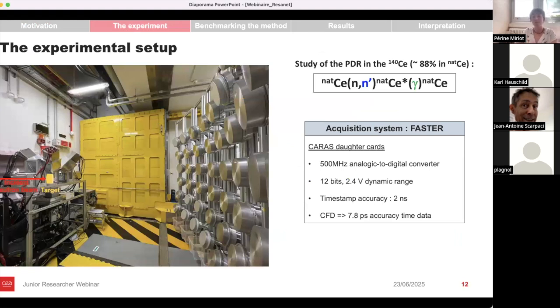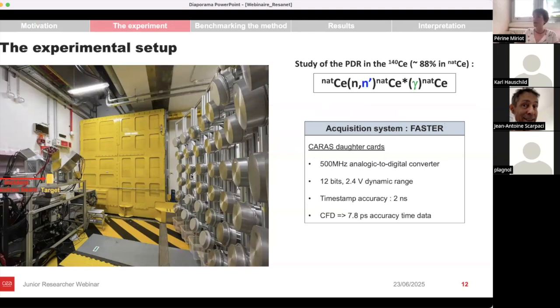For this study, it was chosen to use a natural cerium target to study the pygmy dipole resonance in the 140 cerium nucleus. The reaction of interest is the inelastic scattering written here. We want to detect in time coincidence the scattered neutron with the gamma rays coming from the de-excitation of the cerium nuclei. So we use for this experiment the FASTER acquisition system.